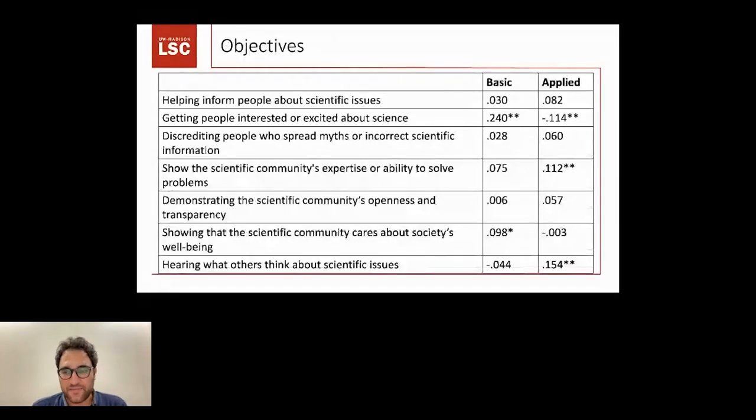When it comes to objectives, we also saw some differences between basic and applied. For example, getting people interested or excited about science. You can see basic scientists are much more likely to prioritize this, versus applied scientists, who are not as likely to prioritize this relative to others. And again, for many of these, both goals and objectives, there were no significant differences or correlations when using these two measures independently.